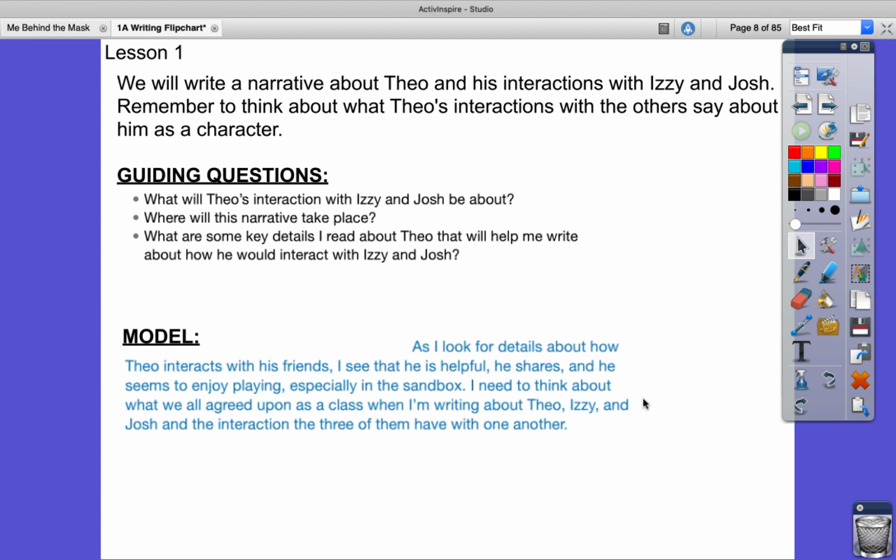As I look for details about how Theo interacts with his friends, I see that he is helpful, he shares, and he seems to enjoy playing, especially in the sandbox. I need to think about what we all agreed upon as a class when I'm writing about Theo, Izzy, and Josh and the interaction the three of them have with one another.